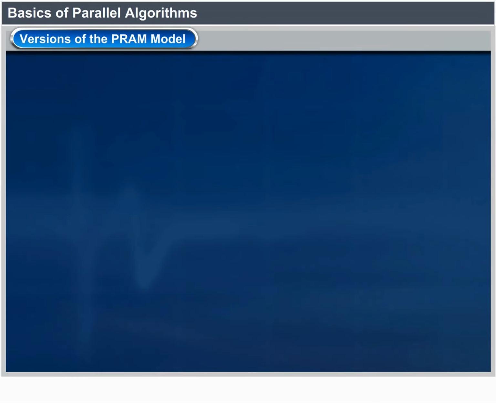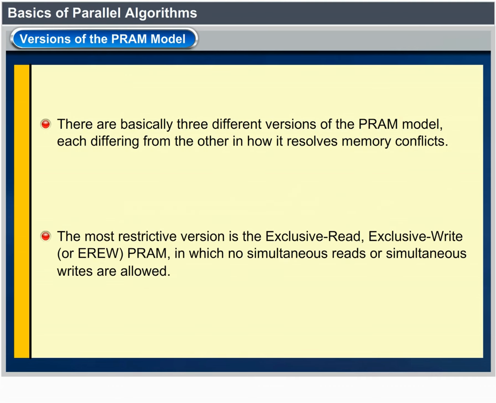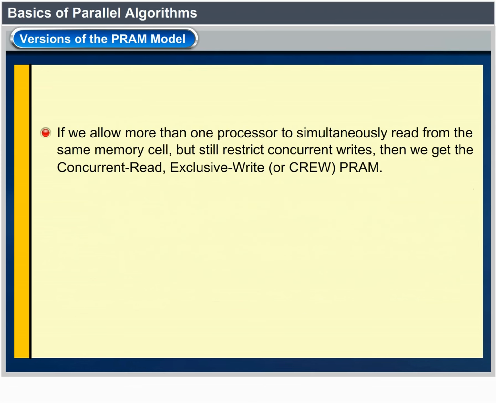Versions of the PRAM model. There are basically three different versions of the PRAM model, each differing from the other in how it resolves memory conflicts. The most restrictive version is the exclusive read, exclusive write, or EREW PRAM, in which no simultaneous reads or simultaneous writes are allowed. If we allow more than one processor to simultaneously read from the same memory cell but still restrict concurrent writes, then we get the concurrent read, exclusive write, or CREW PRAM.